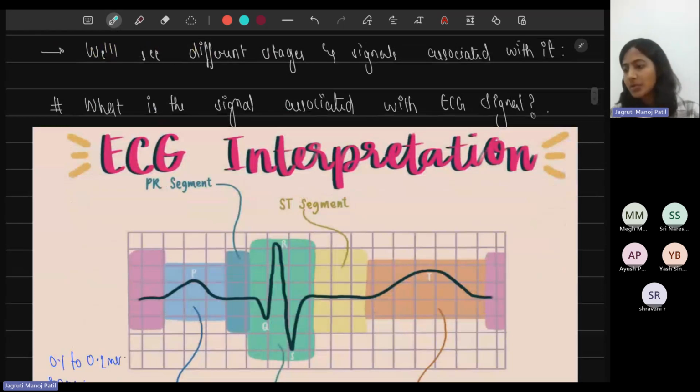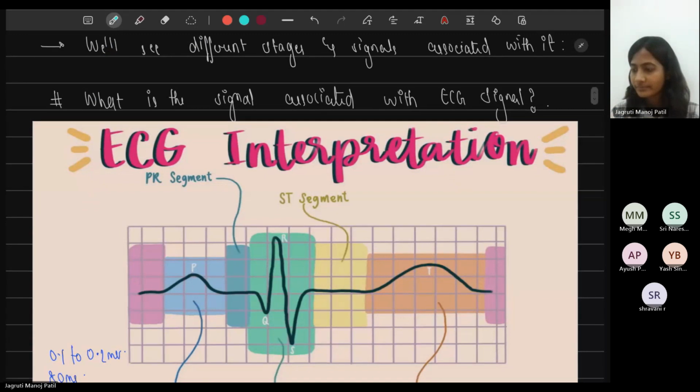Each one of you can just unmute yourself and say which one does depolarization and which one does repolarization. This section is all about that. It can be just a little revision for you also, so we'll go through it quickly.